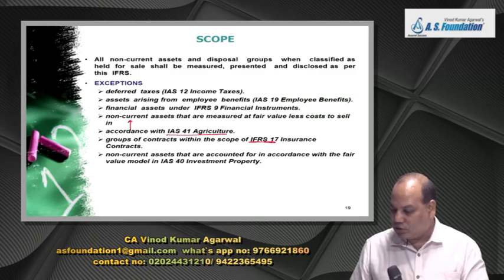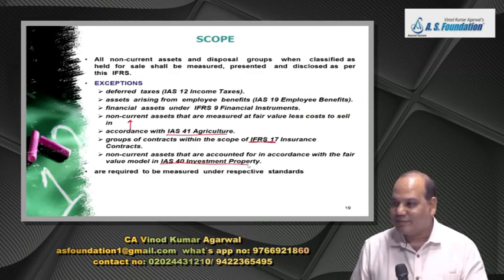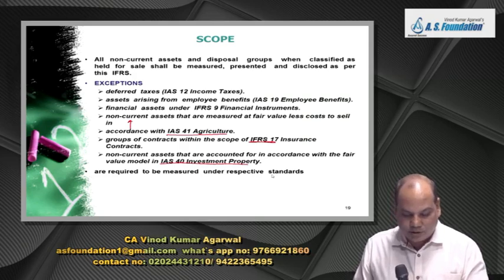What about a non-current asset which is measured at cost model in IAS 40? IAS 40 has two models, cost model and fair value model. The exception applies to the fair value model. But if it is a cost model, then you are going to apply this standard. And the cost model is rare. But still, if it is there, you can apply this standard. These assets mentioned here, these 7 items, will be required to be measured under the respective standards.